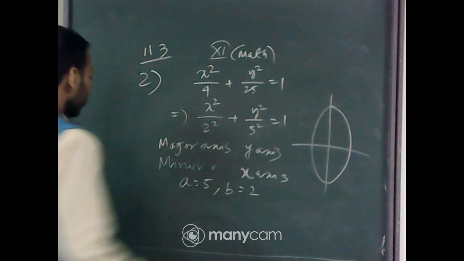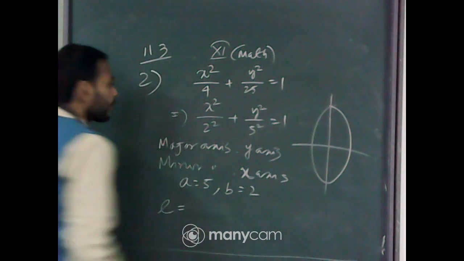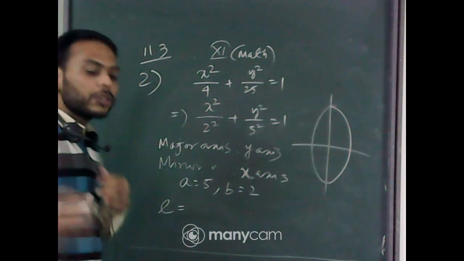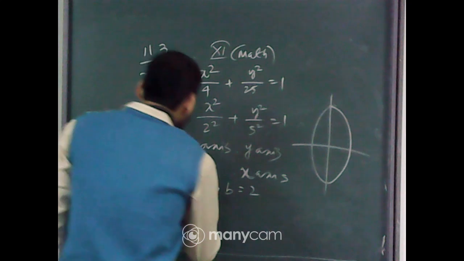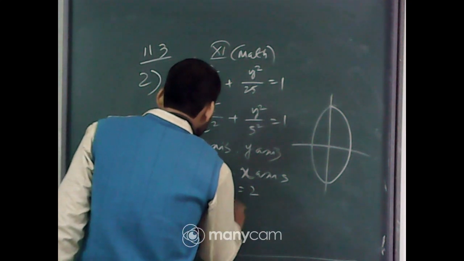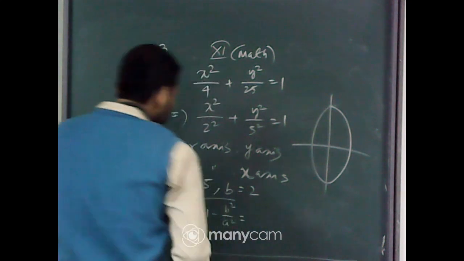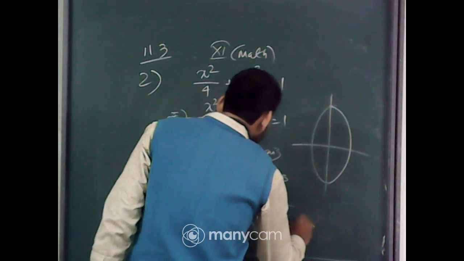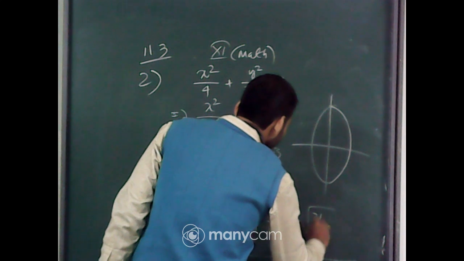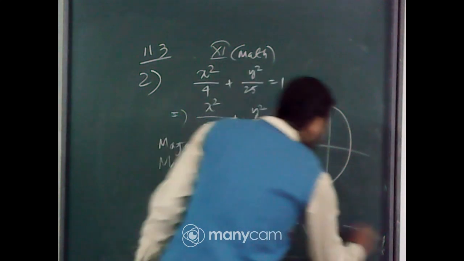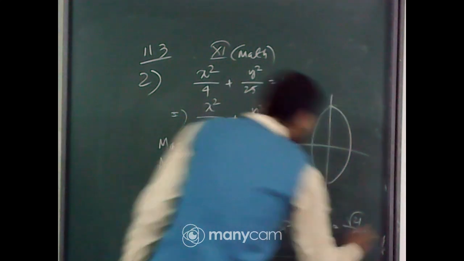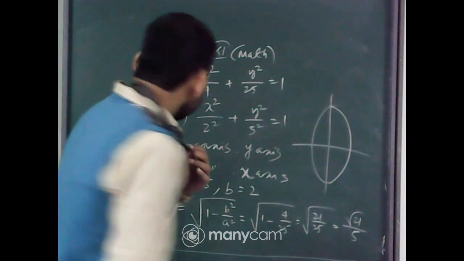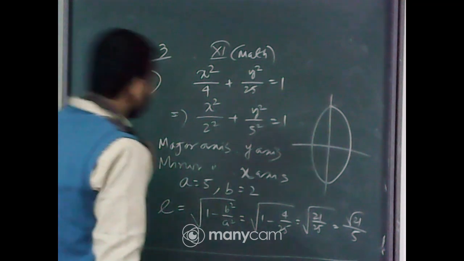So first of all, we have to find the value of the eccentricity, that is e. Okay, so you also do it in your copy. So e means root over 1 minus b square by a square, that is root over 1 minus 4 by 25, that is root over 21 by 25, that is root 21 by 5. Okay, so that is e.